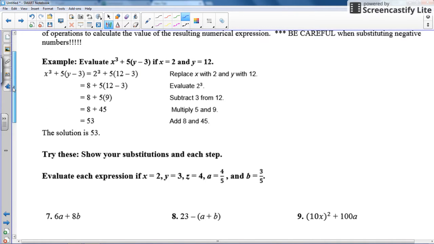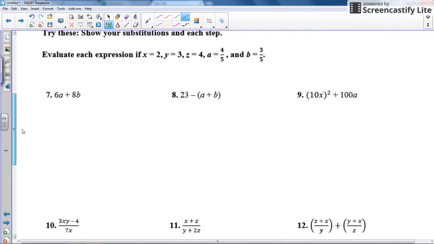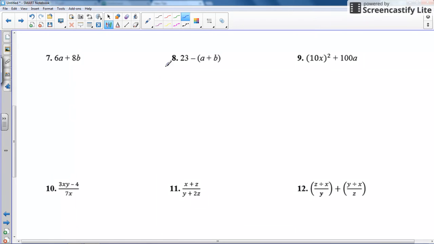Okay, so we'll go ahead and do one of these examples down here together before you try it on your own. Let's take a look at number 8. First I'm going to just rewrite it with my substitutions. 23 minus, and then keep your parentheses, and I'm going to substitute 4/5 for A plus 3/5 for B. Now I can start evaluating it. I'm going to do my grouping symbols first. So what's 4/5 plus 3/5? Hopefully you know that's 7/5. If not, hopefully you got out your calculator. And then I can do my subtraction. 23 minus 7/5, which is the same as 1 and 2/5. So that will end up being 21 and 3/5.